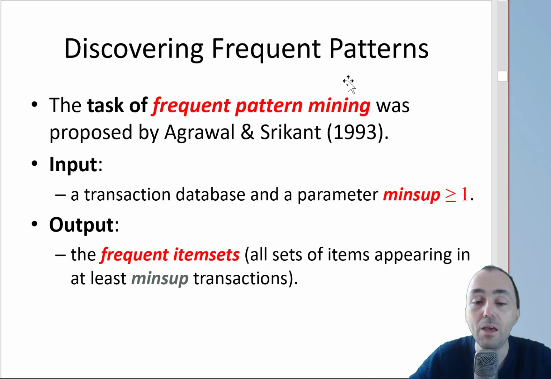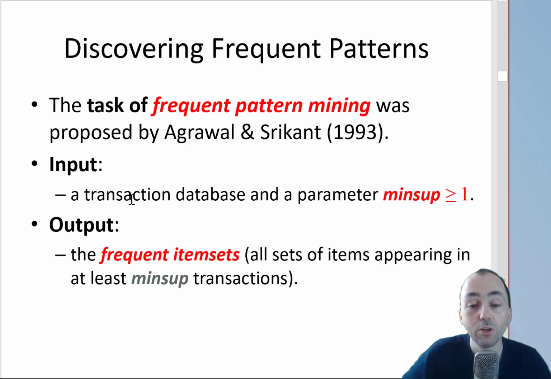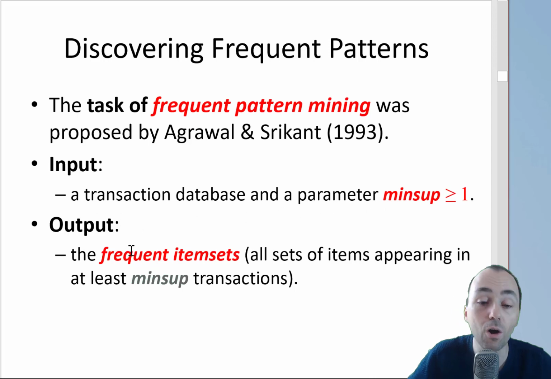So frequent pattern mining is a traditional problem proposed about 30 years ago. The input is a database of transactions, like I showed you before, and we need to set a parameter called the minimum support. That means the minimum frequency. And the goal is to find some frequent itemsets, some sets of items, let's say, that people buy many times together in the data.